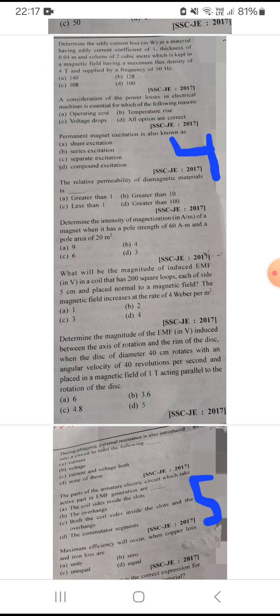Applying the formula, epsilon equals half omega into B into r square, we put the values and we get the answer 5.024. That is option D, the right answer.